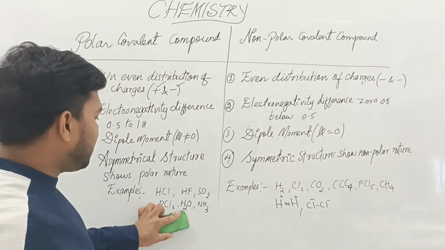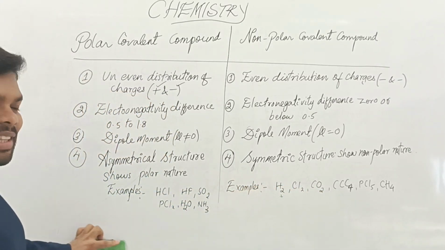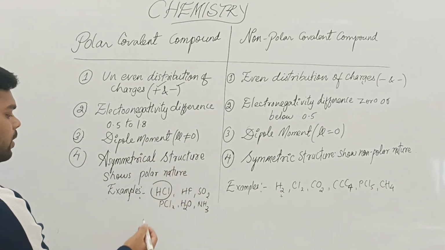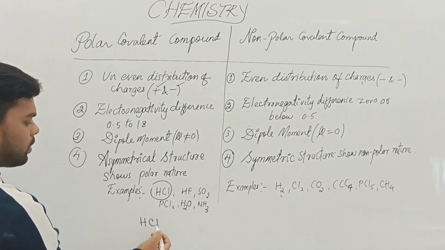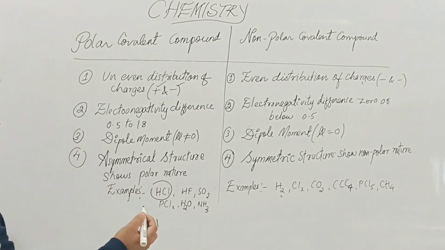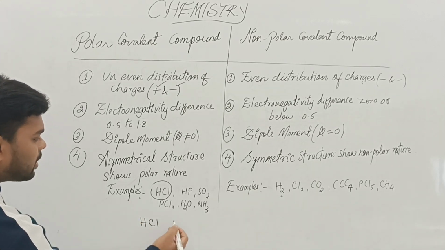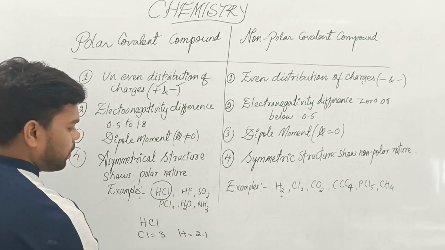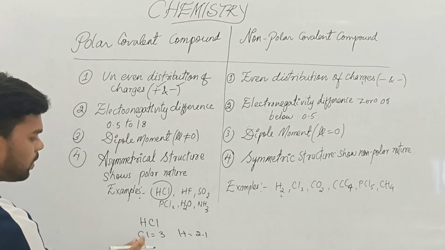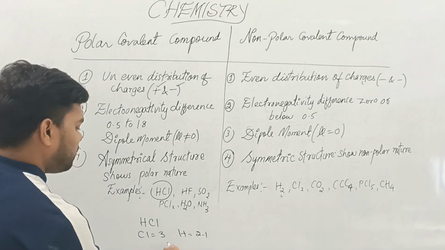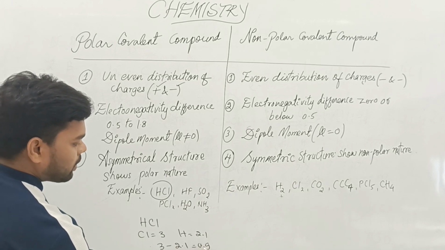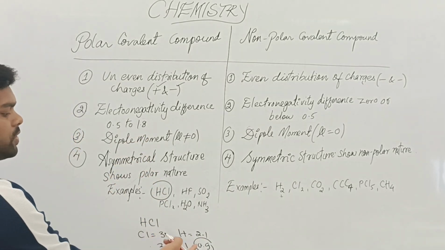How about the electronegativity difference? Now if you find the electronegativity difference of HCl, hydrogen chloride, which is the more electronegative element? You should subtract from that. We know the electronegativity value for chlorine is 3 and hydrogen is 2.1. Now we subtract the less electronegative value from the more electronegative value. So 3 minus 2.1 comes out to be 0.9. The difference is 0.9.